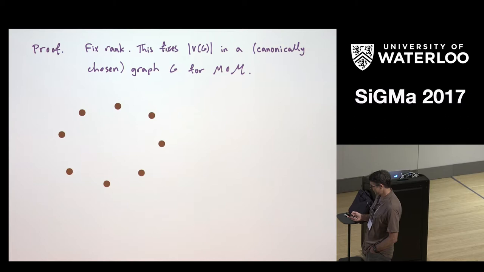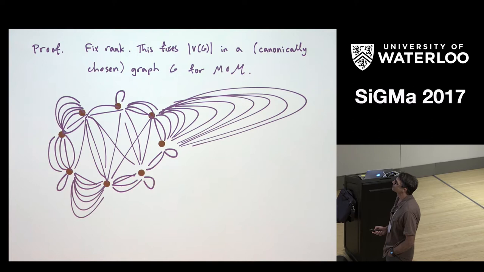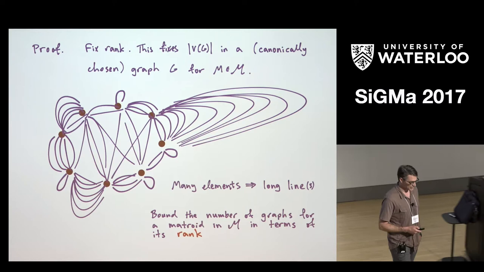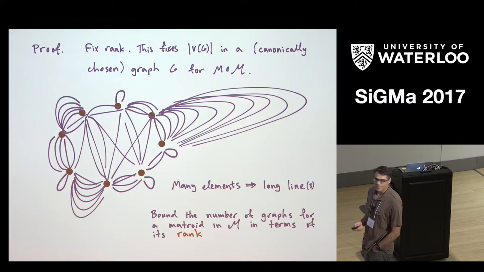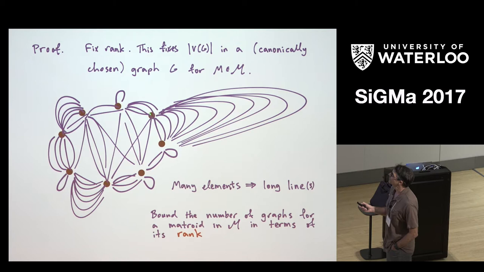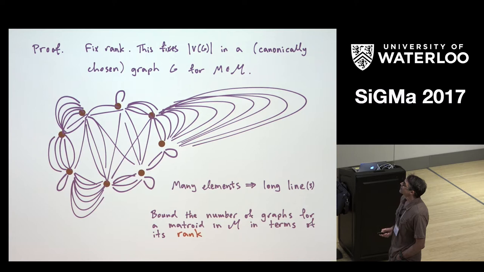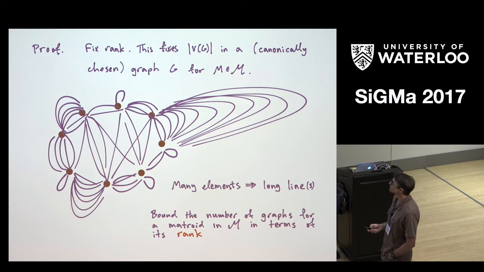And then if you're throwing elements down, as the number of elements grows, they can't go anywhere else but on a long line at some point. So if you're looking at a frame, lifted graphic, or quasi-graphic matroid with lots of elements with a certain fixed rank, then you're going to get a long line. Mostly a long line is going to consist of a bunch of edges between a pair of vertices, perhaps with a loop. A frame matroid could have two loops at most in a long line. That allows us to bound the number of graph representations for a matroid in that class in terms of the rank.